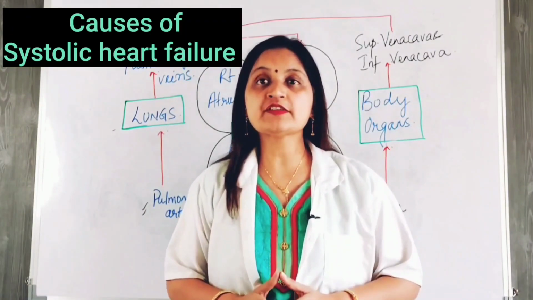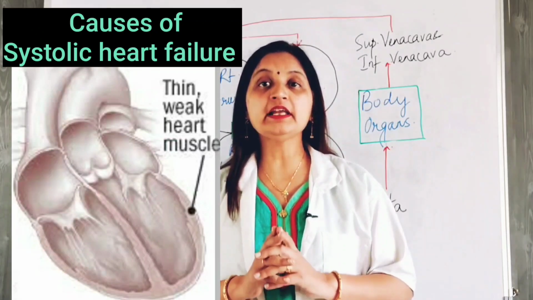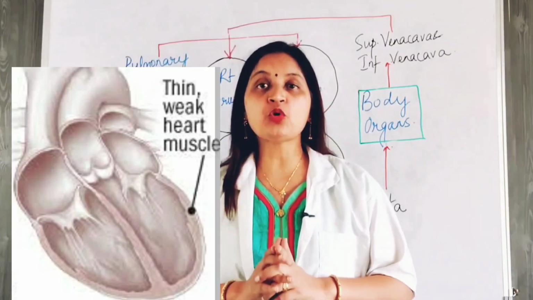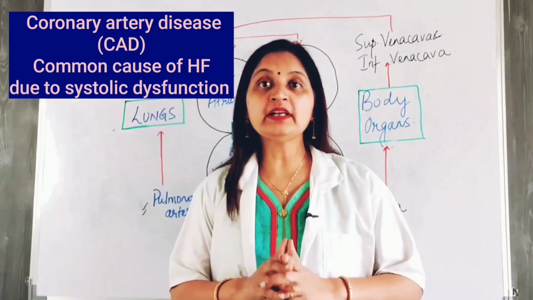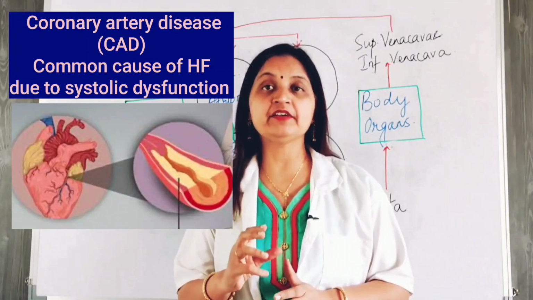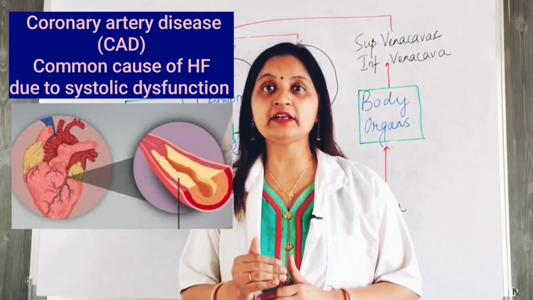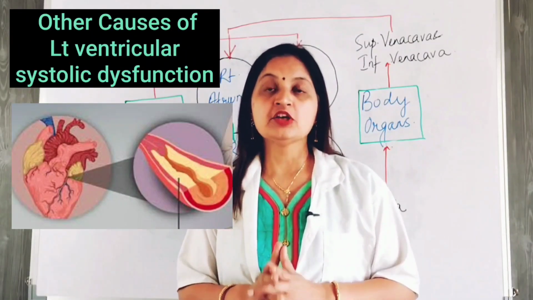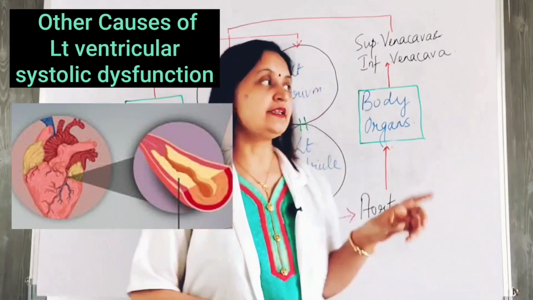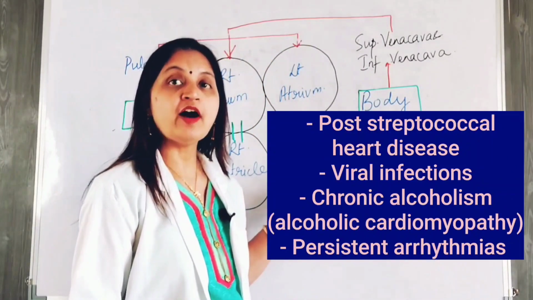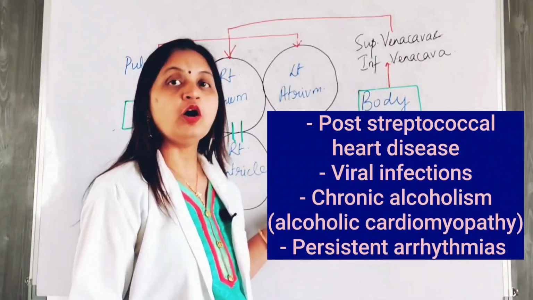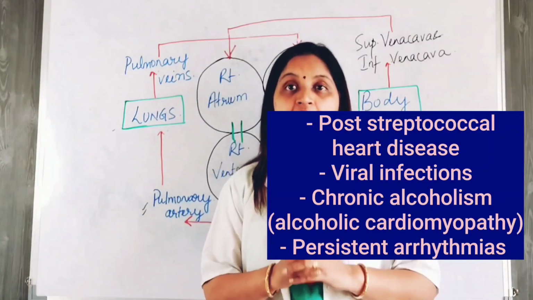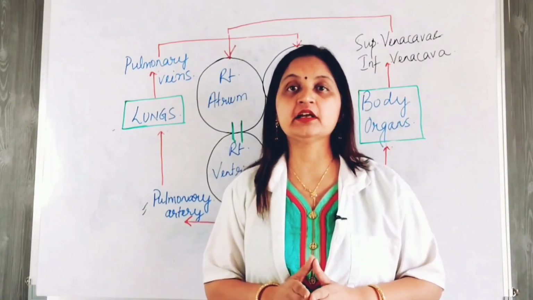So coming to the causes of systolic left ventricular failure, coronary artery disease is the most common cause of heart failure in patients with systolic dysfunction. So coronary ischemia causes scarring of the left ventricle, and this can lead to decreased contractility of the left ventricle, resulting in reduced cardiac output. The other causes of pump failure are post-streptococcal heart disease, viral infections affecting the heart, chronic alcoholism causing alcoholic cardiomyopathy, or persistent arrhythmias.